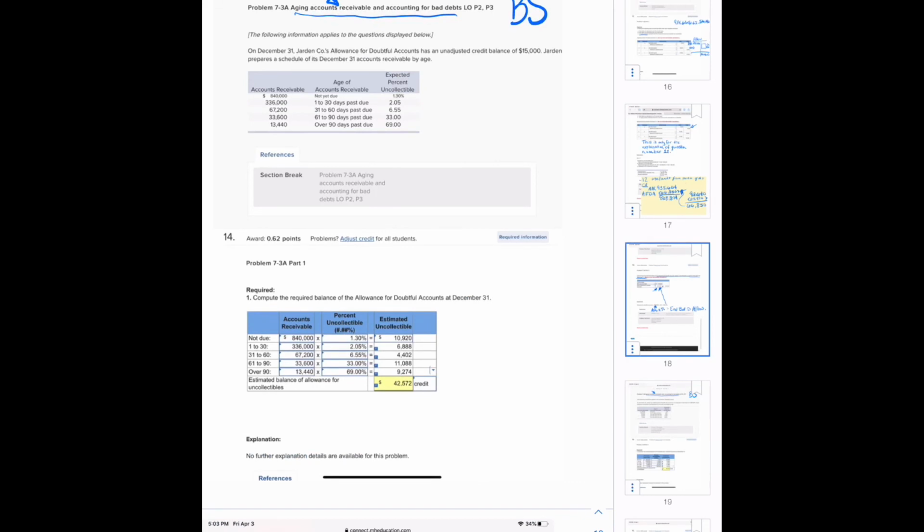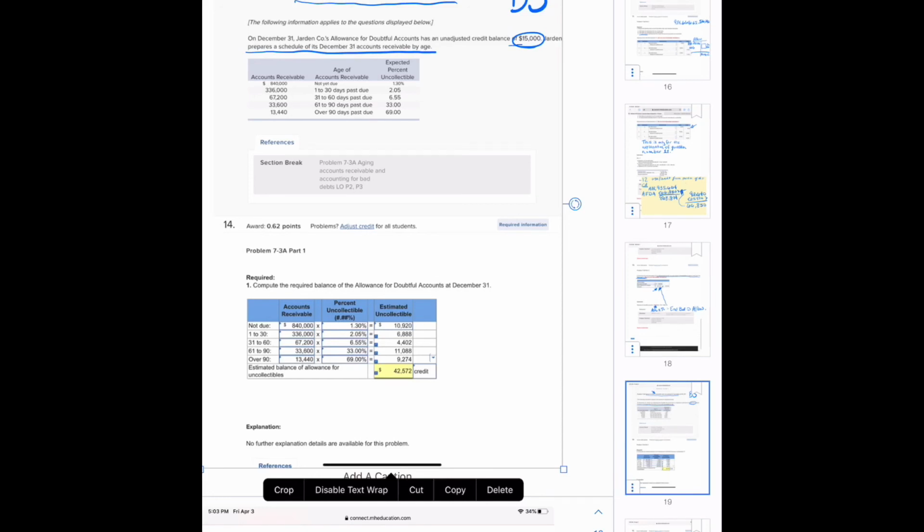So this tells me on December the 31st, Jarden Company had an allowance for doubtful accounts that has an unadjusted credit balance of $15,000. Jarden prepares a schedule of its December 31 accounts receivable by age. So all they want us to do is to fill out this table. While this looks like a bunch of input is required, it's probably the easiest question on the homework assignment, because all you're doing is taking the information straight from this table.